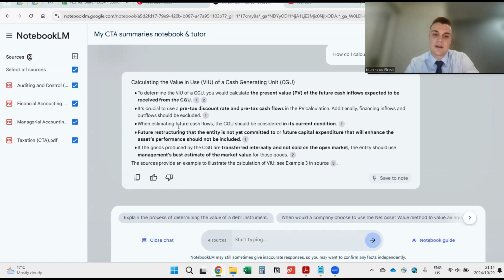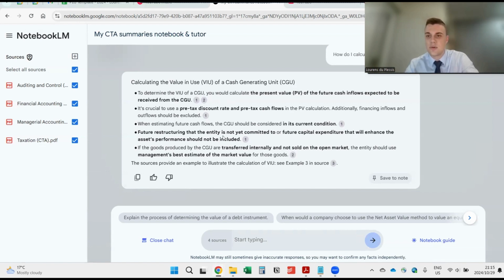Then we have, when estimating future cash flows, the CGU should be considered in its current condition. Future restructurings that the entity is not yet committed to, or future capital expenditure that will enhance the asset's performance, should not be included. And if the goods produced by the CGU are transferred internally and not sold in the open market, the entity should use management's best estimate of the market value of those goods. So there we have quite a good summary of just what to include, what rate to use, what not to include, and it does pretty much point us in the right direction.